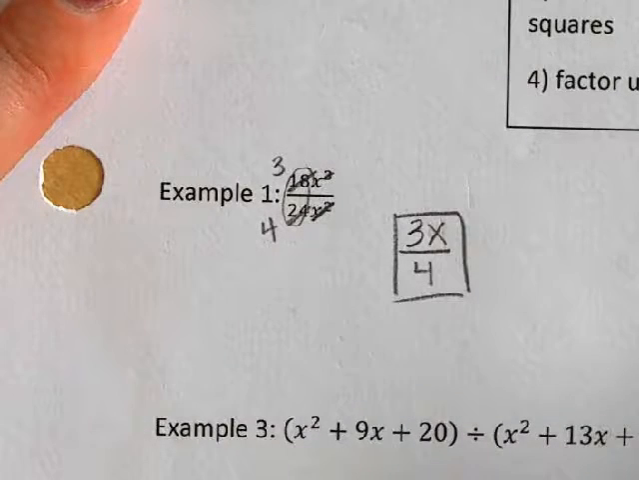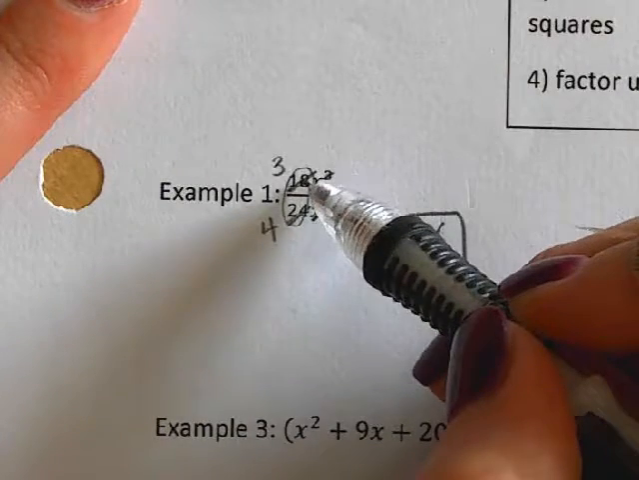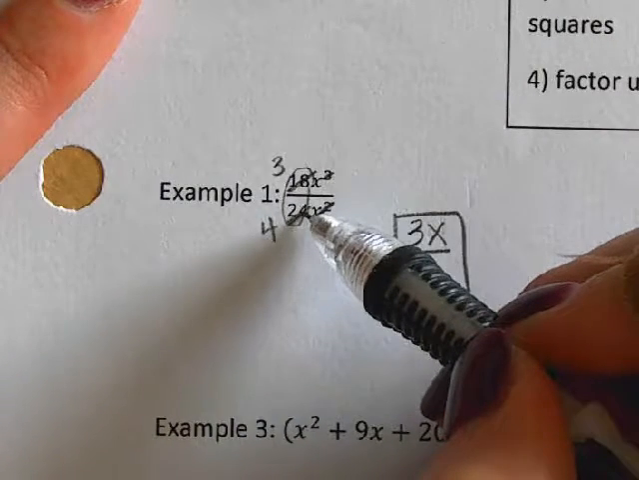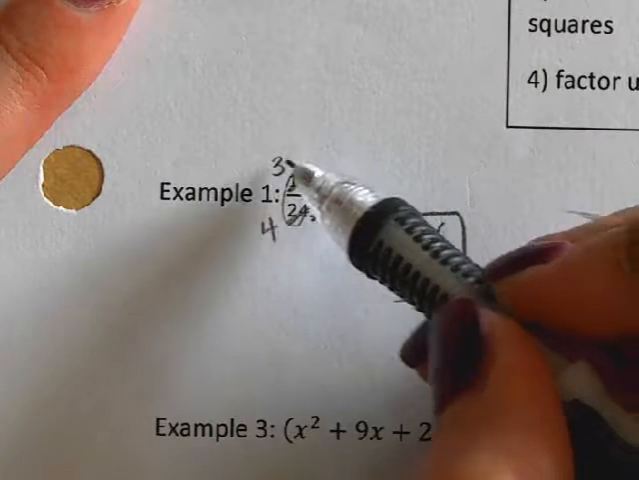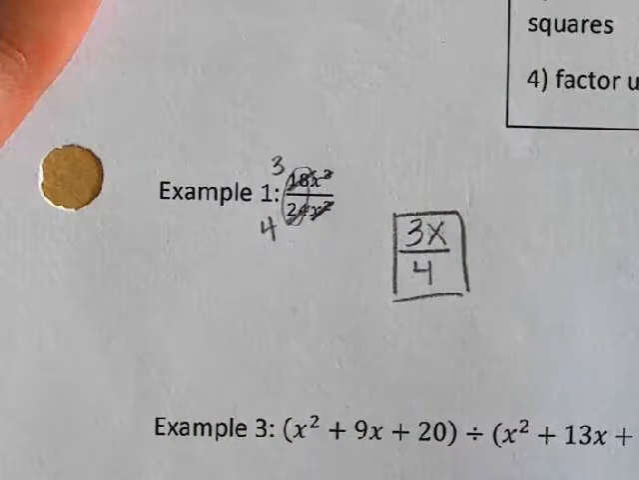Wait, why did we cross out just 3? So it was kind of like we divided by 6 on the top and divided by 6 on the bottom. So 18 divided by 6, 24 divided by 6. So we were reducing the fraction.